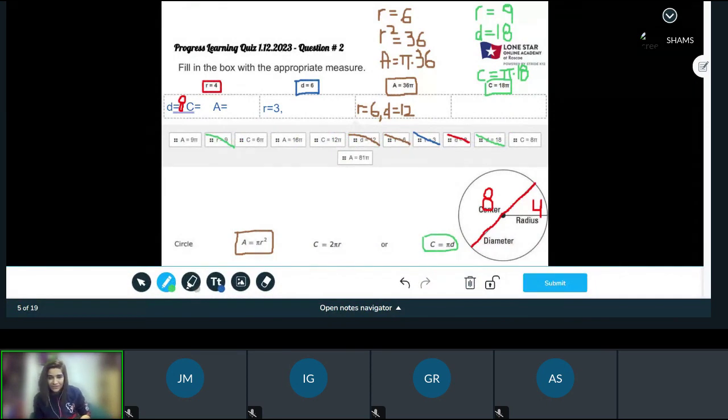You got 9. Radius is going to be 9. Isaiah, you got it right. Because if diameter is 18, then radius has got to be 9. That is correct.